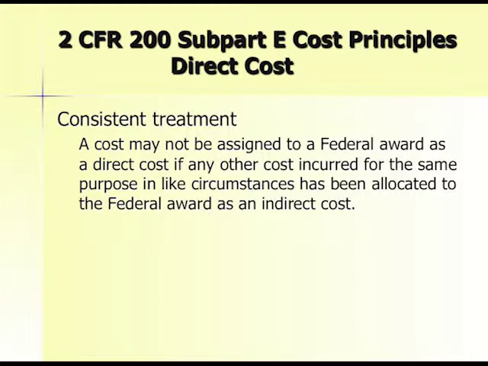So if it's usually considered something that's not assignable to a grant, then we have to be consistent with that and not charge it just because we have federal funding. Okay, so we have to look at the consistency. If it's treated as F&A, an indirect cost, in most circumstances, then it should be considered an indirect cost regardless of the funding source.